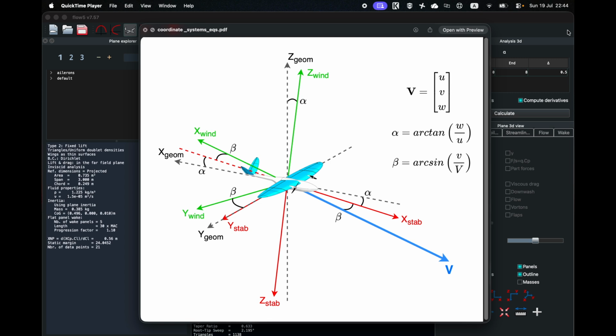The third coordinate system is called stability coordinate system and exclusively used for the output of stability and control derivatives. It is only rotated by the angle of attack while the side slip is ignored. Contrary to the other coordinate systems, its x-axis points forwards and z-axis downwards.